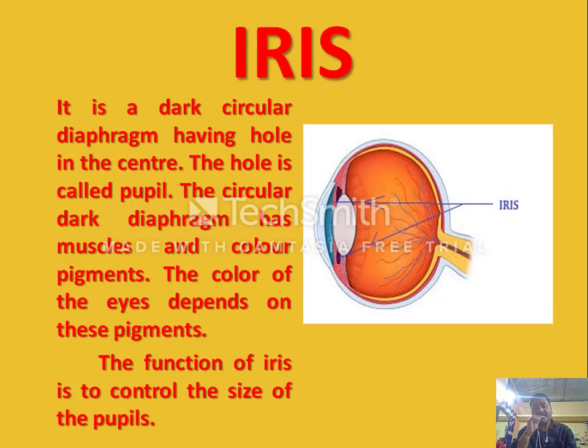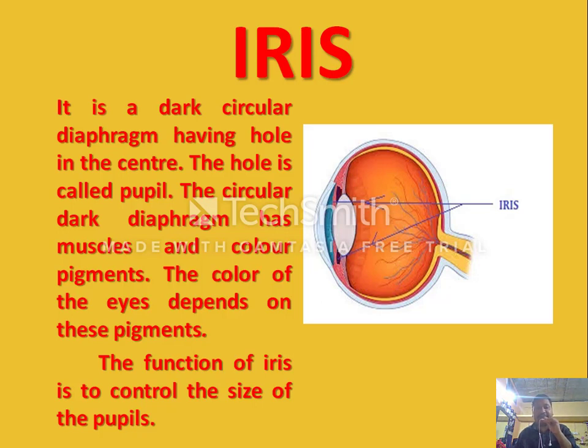You know the color of blood is red. Why? Because of the presence of hemoglobin, a color pigment. Similarly, the color of a leaf is green. Why? Because it contains some color pigments, known as chlorophyll. So that means the color of the eye is also due to some pigments present in the iris. So you find different persons having different colored eyes.